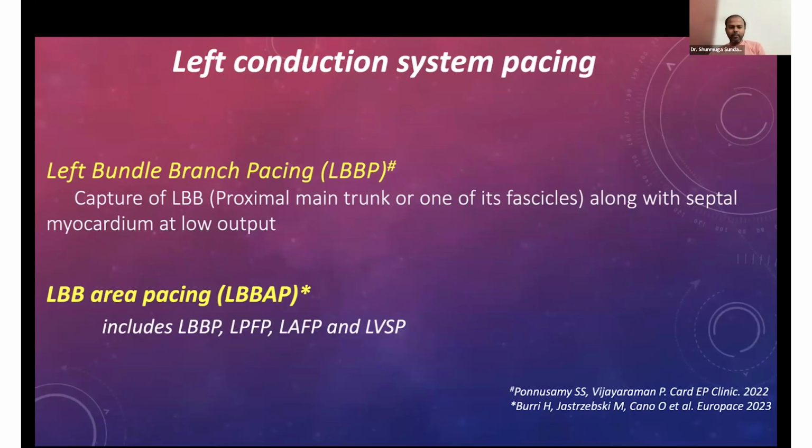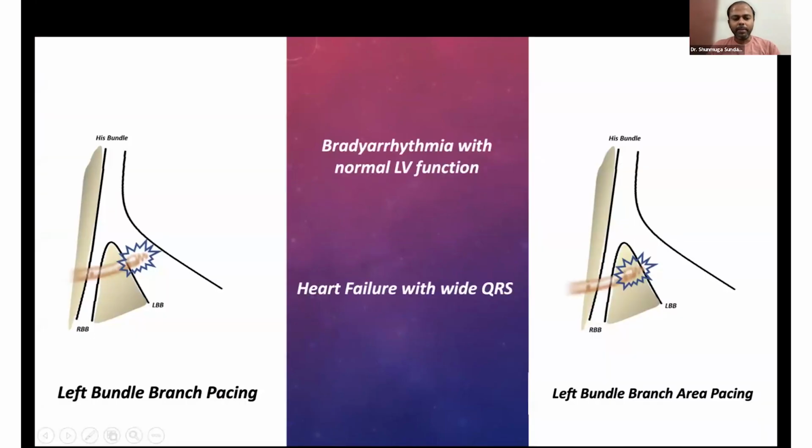As a purist, I would always aim for left bundle branch pacing, which indicates that you are capturing only the conduction system fibers. It can be the proximal main trunk of the left bundle or one of its fascicles: the posterior fascicle, septal fascicle, or anterior fascicle. On the other hand, left bundle branch area pacing is rather a vague terminology, which not only includes truncal or fascicular pacing, but also the LV septal pacing.